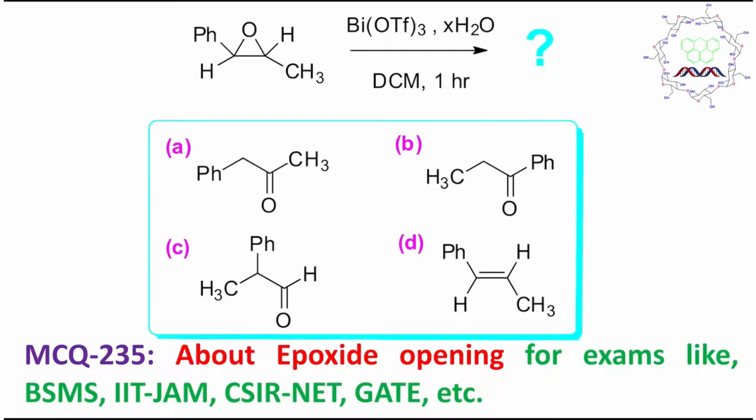Today's topic of discussion is the reaction of epoxide, actually epoxide opening. So it's a pretty easy example, students. You can see you have to say what is the major product of this reaction, and here four options are provided. One of them is right.